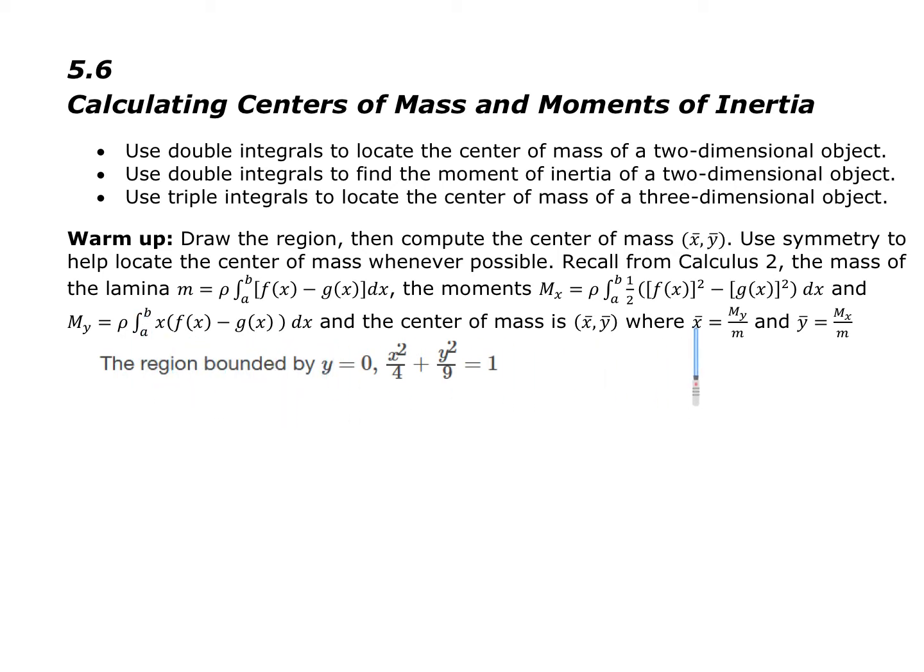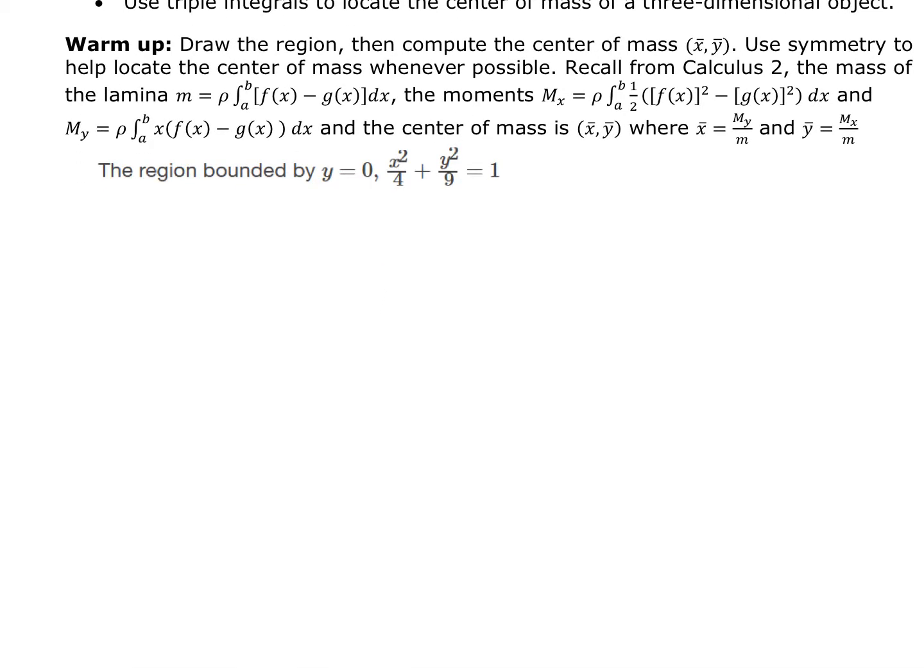The center of mass, of course, is x bar, y bar, which is equal to the moment with respect to y over m and the moment with respect to x over m for x bar and y bar, respectively. So we have this region that is bounded by this shape, x squared over 4 plus y squared over 9. Well, we know that that is an ellipse. In particular, since we want y being 0 as the bound, we're only going to take the top part of the ellipse. It's going to go 2 in each direction in the x, and 3 in each direction in the y, but I only want that part of it.